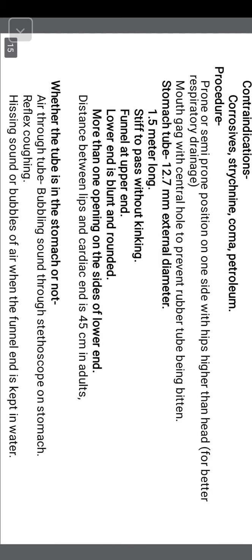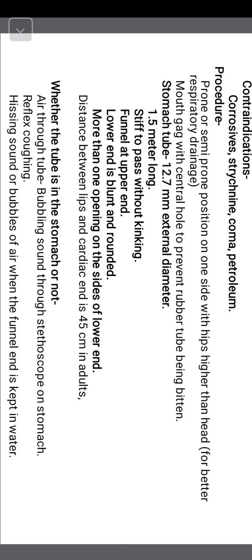Then gastric lavage or stomach wash, I have told you the process. Again, contraindications same: corrosive, strychnine, or anything that will induce the convulsions, coma, unconscious patient, and petroleum or volatile poisons. We have seen in detail about the procedure. First of all, the patient should be in prone or semi-prone position lying on one side, with the hip end of the patient slightly higher than the head end.